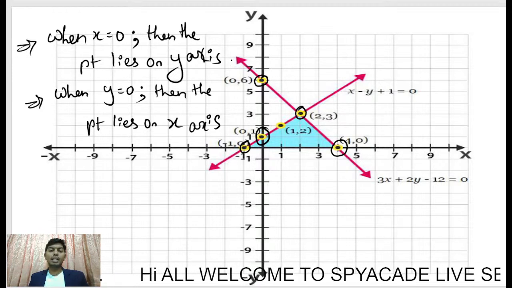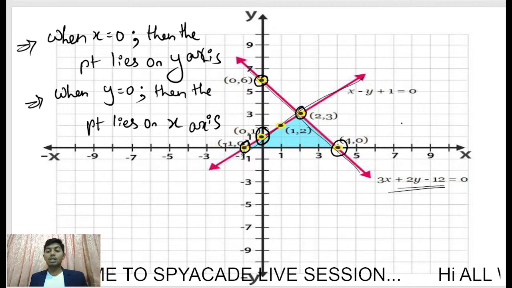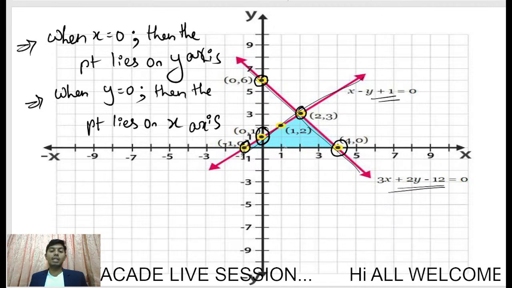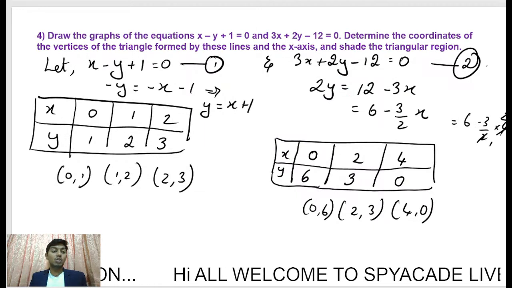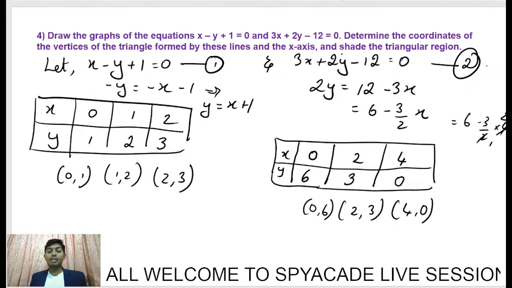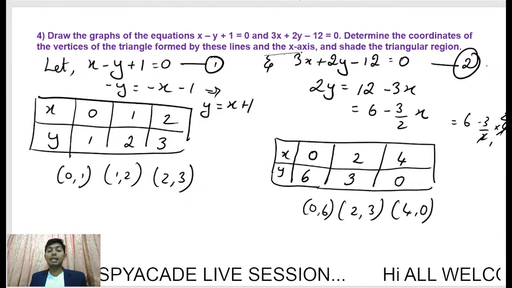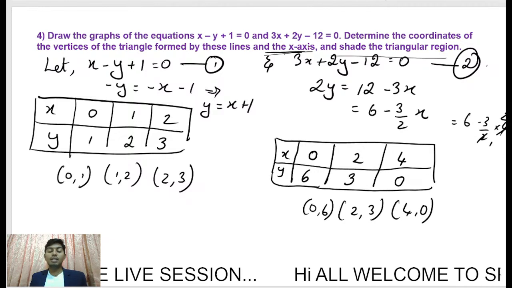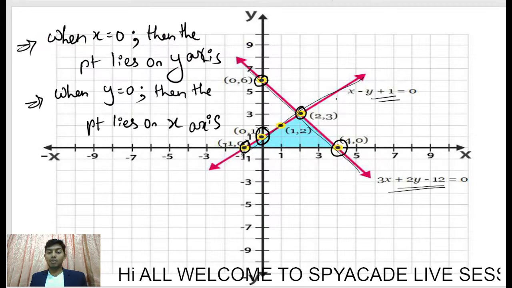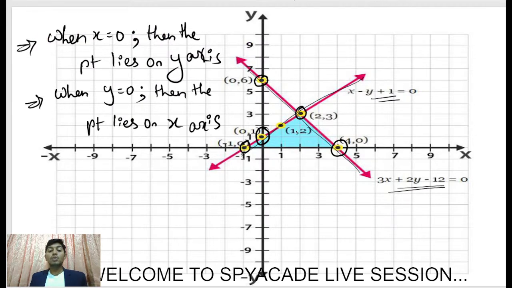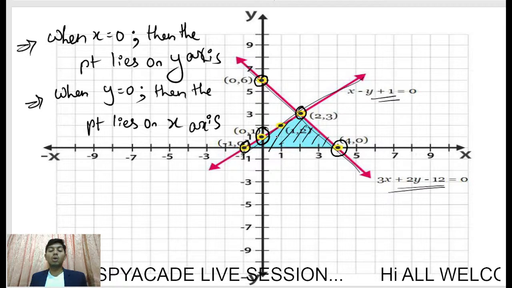So here there is one line and here there is other line. For both the lines you have to put the equation. Okay, all these equations you have to write. So now, as given in the question, let's come back to the question. Read this question once again. Okay, and determine the coordinates of the vertices of the triangle formed by these lines and the x-axis, and shade the triangular region. So already there are 2 lines which we have drawn, and here is x-axis. So in between you can see some area which is already shaded blue in color.